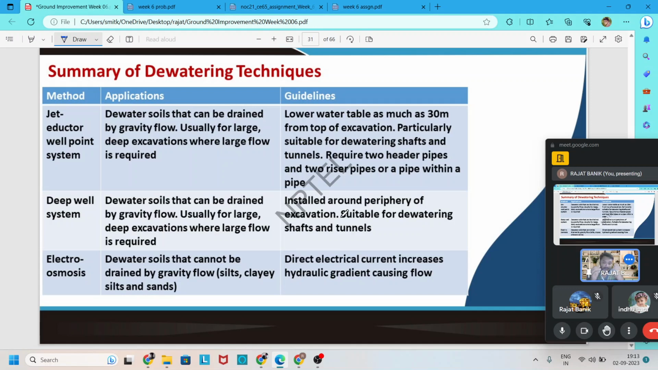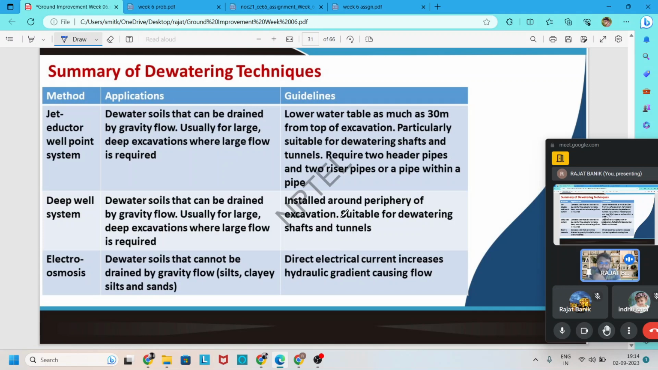Electrical gradient is created through some cathode-anode arrangement or electric current. By that, water flows from anode to cathode, is collected at the cathode, and is pumped out from that region. Like that, we dewater the soil.